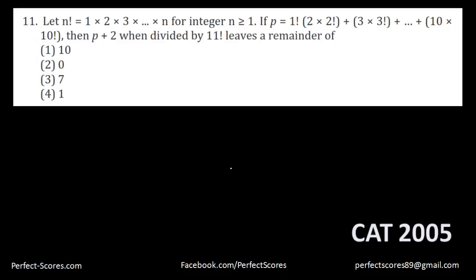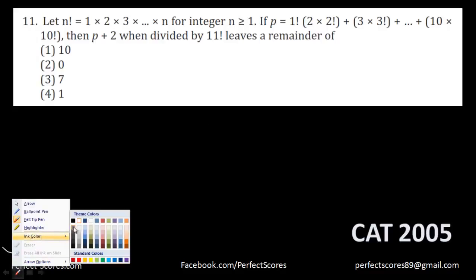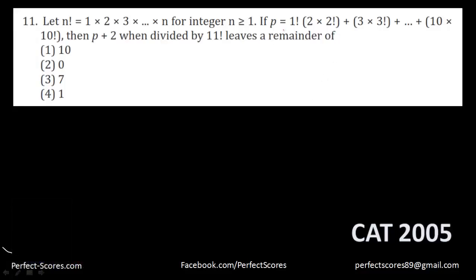Moving forward, again this question has a little bit of factorials involved. That means there is again going to be a pattern in this question. So the question says that p is equal to 1 factorial plus 2 into 2 factorial plus 3 into 3 factorial and so on. The question asks: what is the remainder when p plus 2 is divided by 11 factorial?